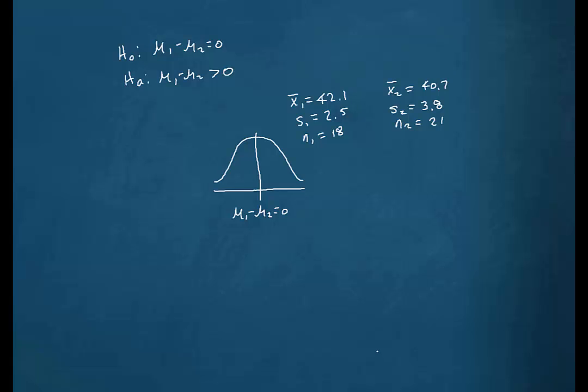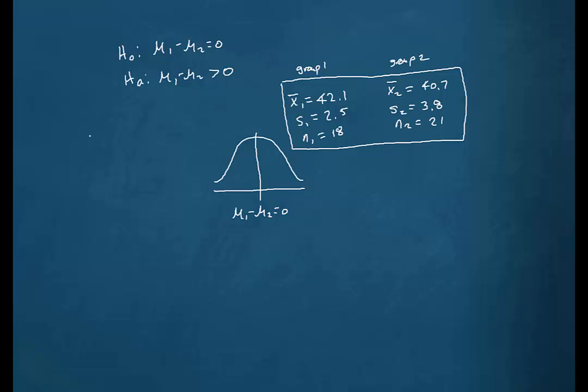Let's suppose that we are conducting a hypothesis test where we have two samples. We have group 1 and group 2. So we're conducting a two-sample t-test since these are means. And let's suppose that the null hypothesis is that the difference, mu1 minus mu2, is 0, and that the alternative hypothesis is that that difference is positive, mu1 minus mu2 greater than 0.